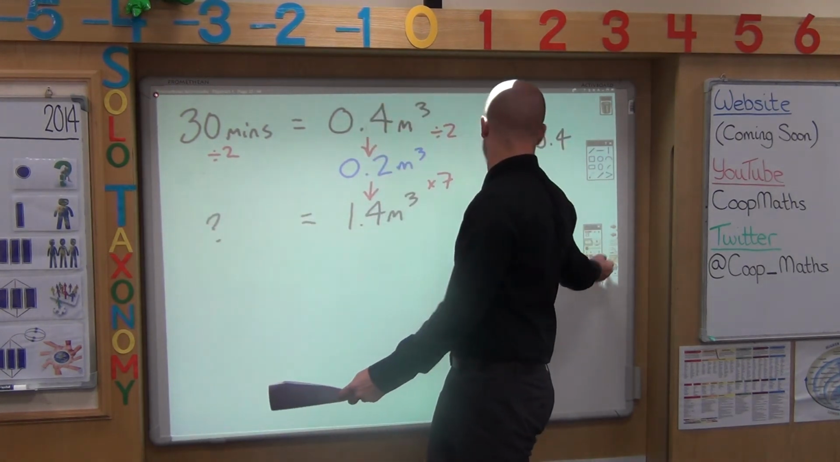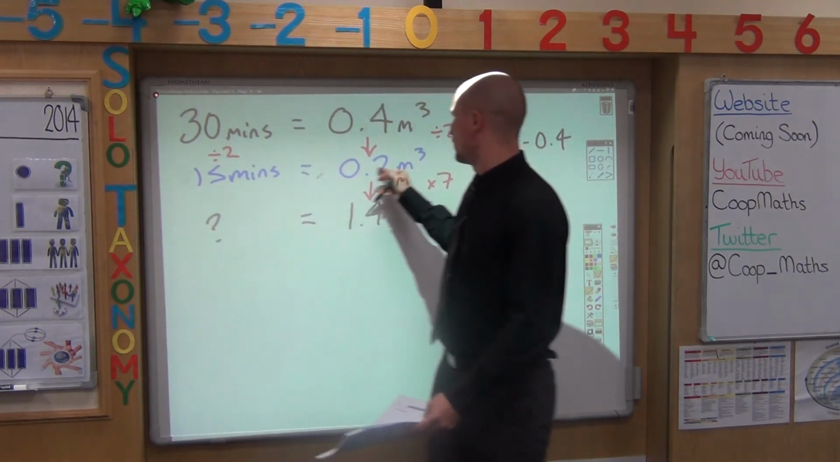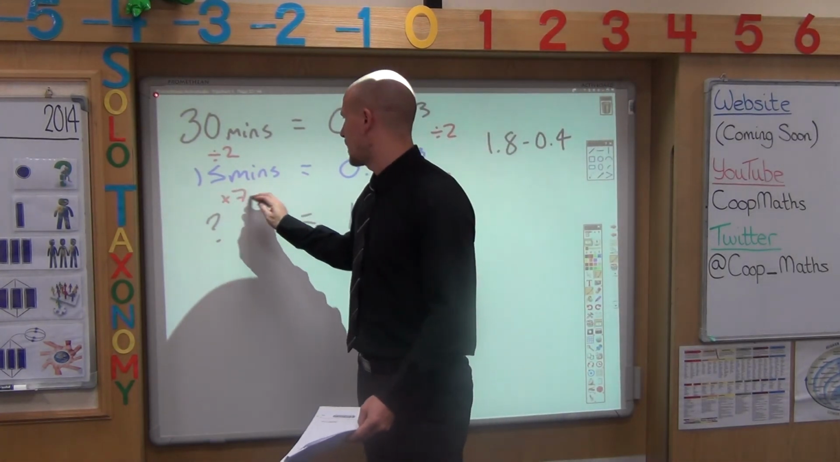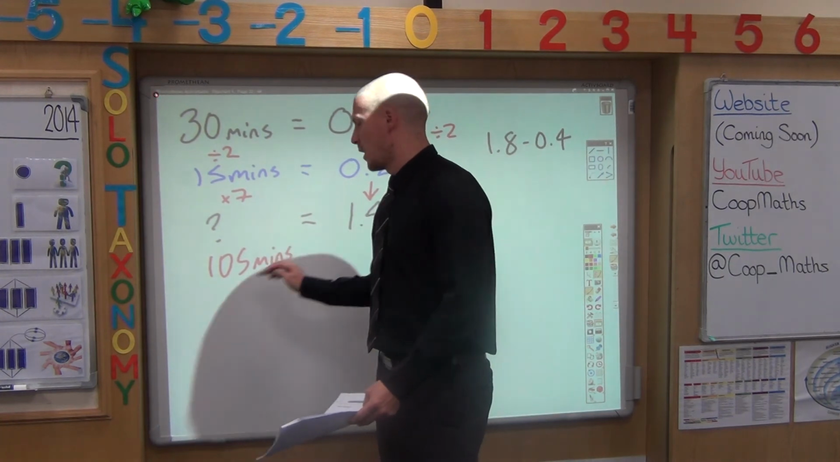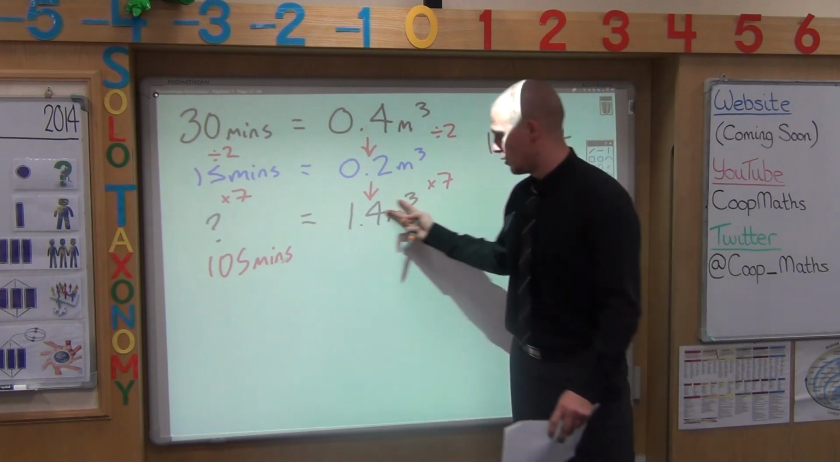15 minutes to get rid of 0.2 meters cubed. And then multiplying that by 7, what I end up with here is 105 minutes, or 1 hour and 45 minutes. That's how long it's going to take you to get rid of the rest of this volume.